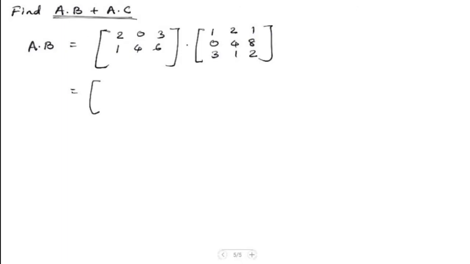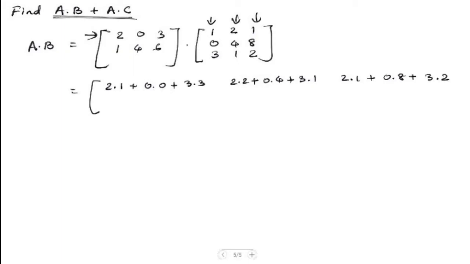So here we have 2 times 1. So we go with the first row and then we do one by one all the columns here. So we go with the first row with the first column now. So we have here 2 times 1 plus 0 times 0 plus 3 times 3. And then we have 2 times 2 plus 0 times 4 plus 3 times 1. And then we'll go with 2 times the third column now, 1 plus 0 times 8 plus 3 times 2.